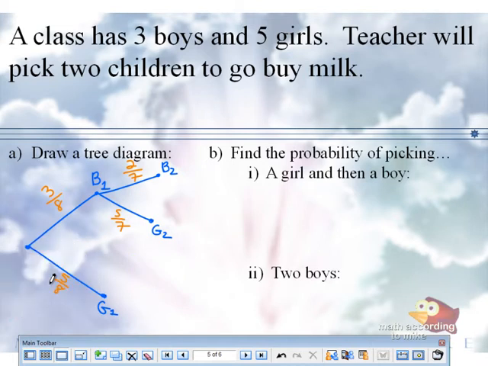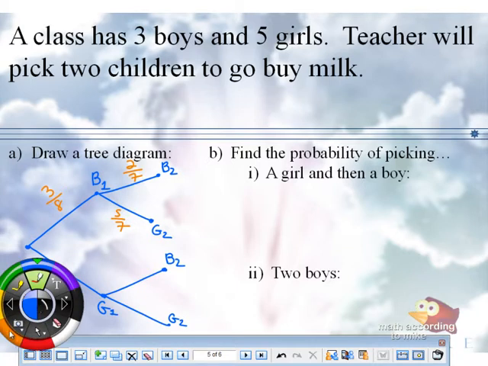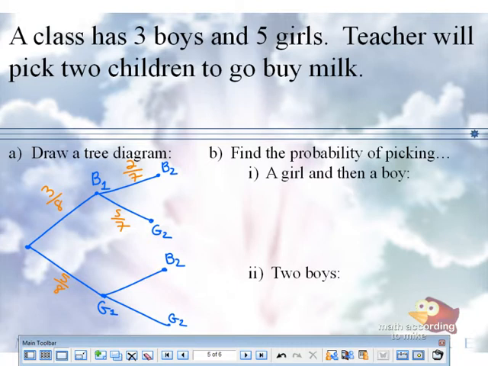Now let's go underneath the assumption that she picked a girl first. What are teacher's options for picking the second child? A boy or a girl. So pick a boy second or pick a girl second. So assuming that a girl is picked first, how many boys are left? 3/7. Yep, out of 7 children total, 3. And how many girls are left? 4/7.